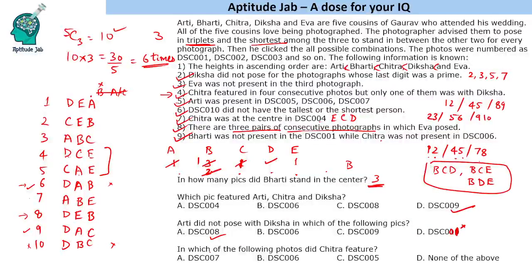Okay. In which of the following photos did Chitra feature? Okay, so 7, 6, 5. 7 she is not present, 6, 5 she is present. Okay, so there is some typo in this. It should be DSC 001 or some other photograph, but it cannot be 10 because otherwise there would be 2 correct answers. Okay, wait, there is something else. Aarti did not pose with Diksha. Yeah, so that must be the answer. I mean, this is some typo, right? So just ignore it. Otherwise, this is the arrangement for the question.